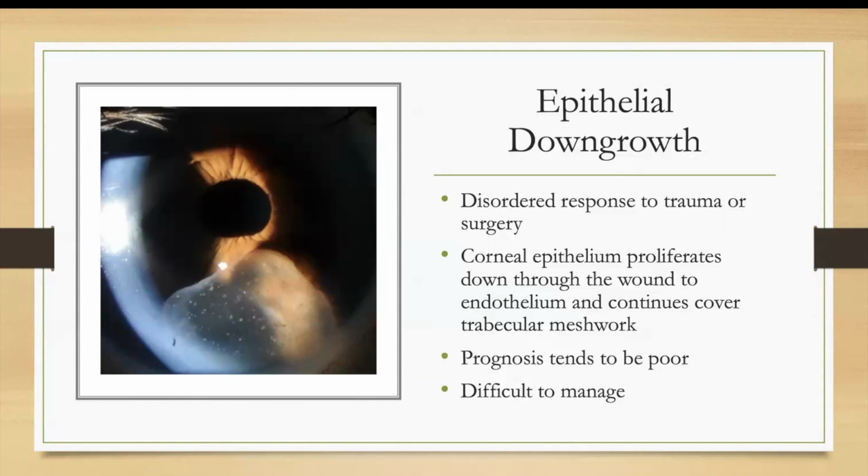The IOP can be very high, and these are patients that don't necessarily respond very well to surgery. Things have been tried, such as injections of antimetabolites into the AC, direct surgical excision, but really it can be very, very difficult to manage, and the prognosis does unfortunately tend to be quite poor.